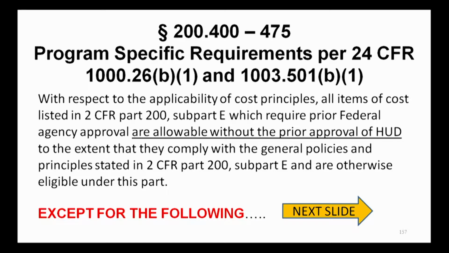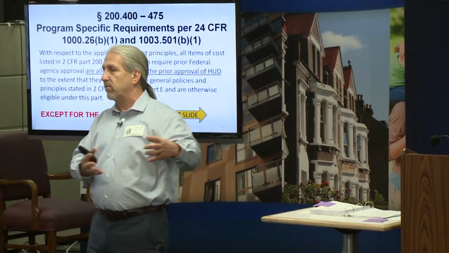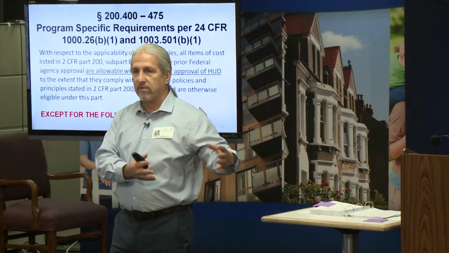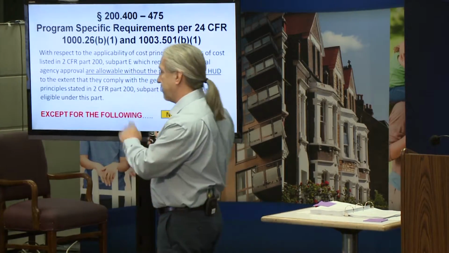Okay, so everybody got that? Then it goes on to say, "and are otherwise eligible under this part," and then underline this, it says, "except for the following." So there are some exceptions. HUD is basically granting us prior approval on selected items of cost, which we'll be discussing later, except for these, okay? So let's take a look at what those are.